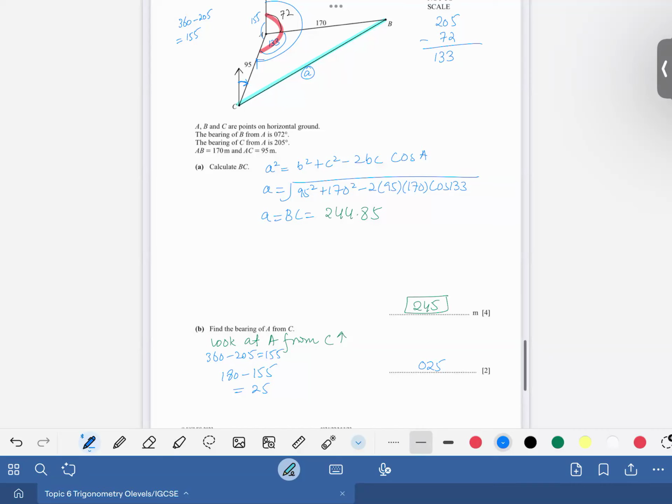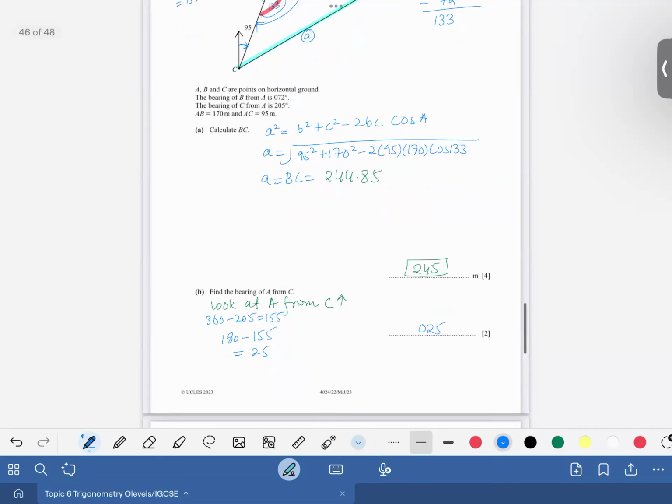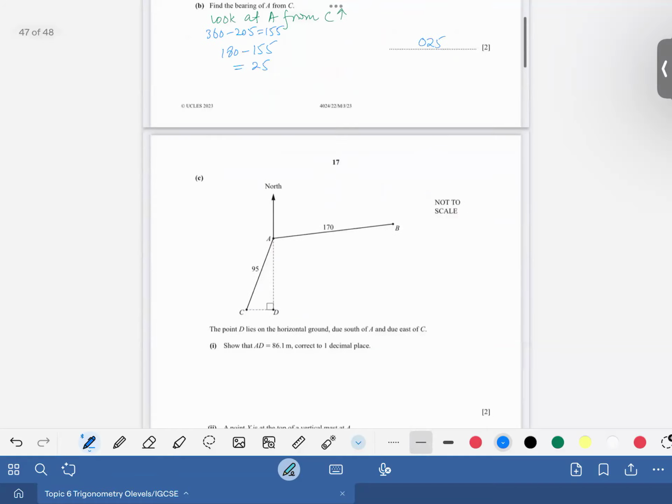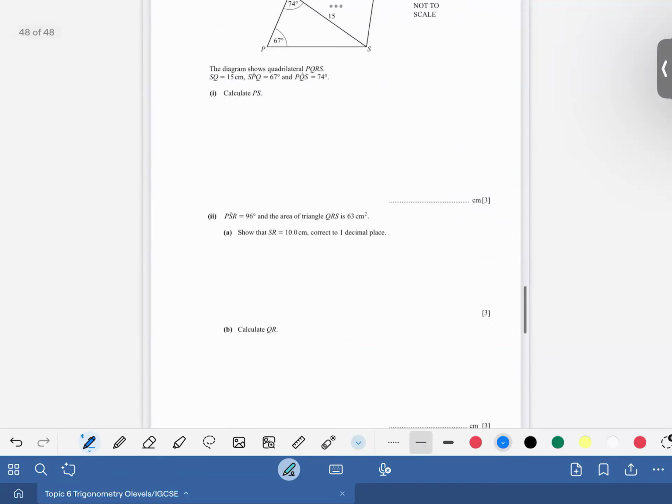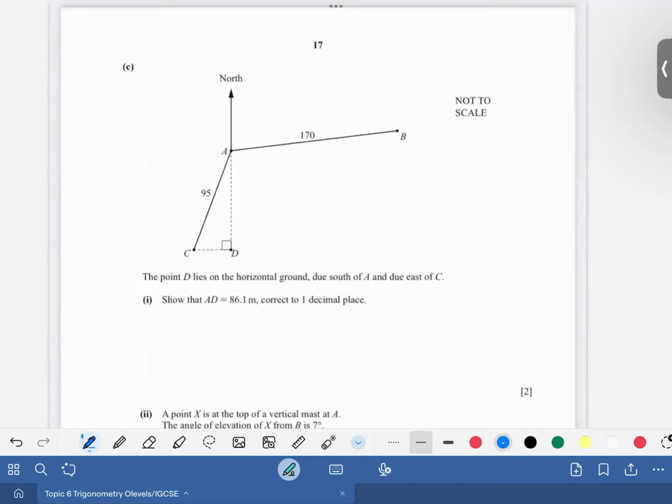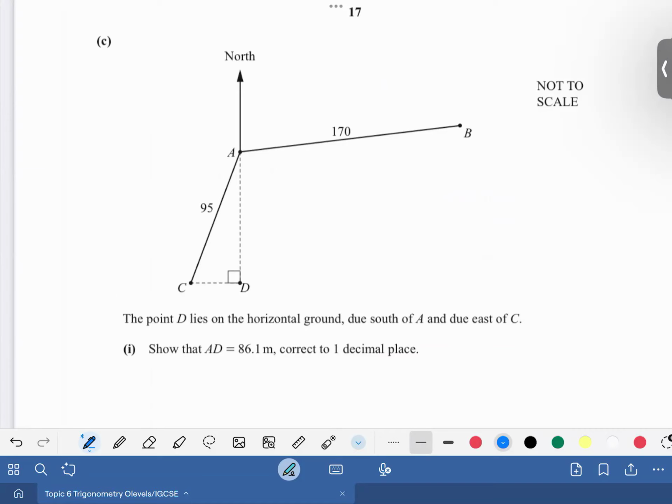All right. Proceeding, I think this is the second last question for today. Look at part C. They say that the point D lies on a horizontal ground due south of A. So this is due south of A, which means this line is also north. The south of A is D, so make this clear for yourself. Then we have D due south of A and due east of C.